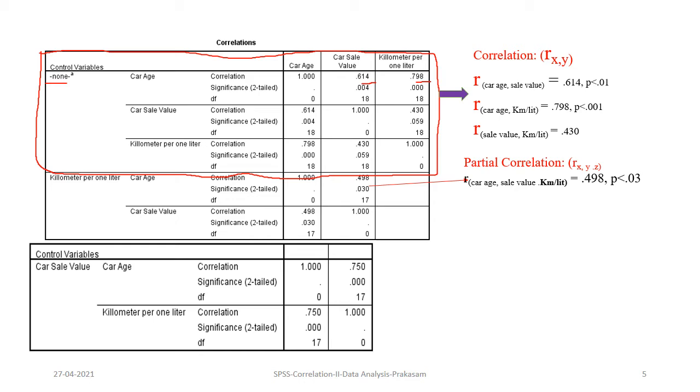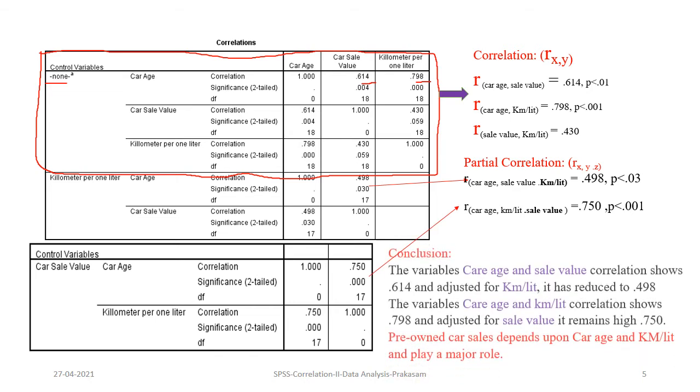If you reduce the influence of car sale value, then the correlation between car age and kilometer per liter is 0.750, which is highly significant. The correlation is positive and has increased. Therefore, car age and car kilometer have a high influence relation when controlling for the sale value. Then let us see what the conclusions are.